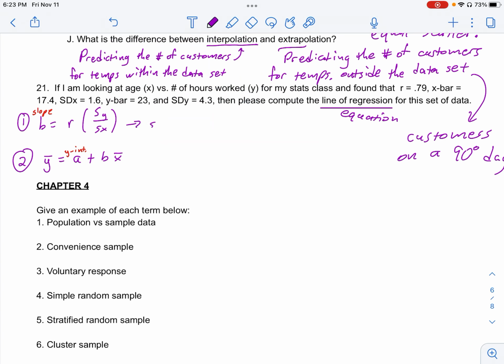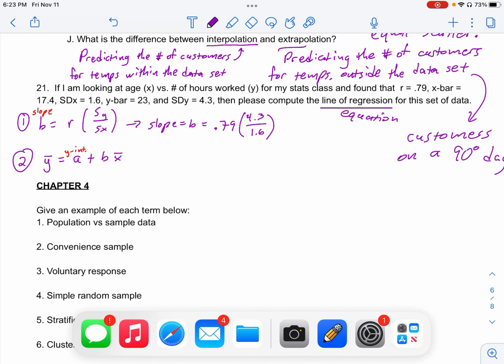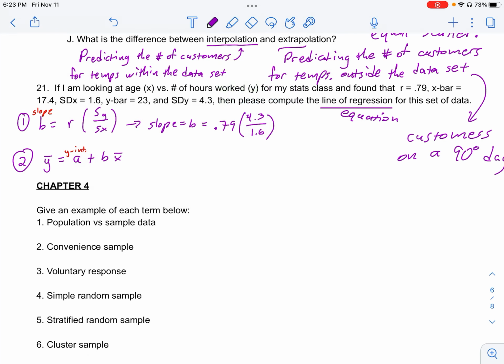So B, the slope, will be R, which they gave us right here, 0.79, times dividing the standard deviations, which they gave you here. That's SDY, standard deviation of Y, so 4.3, and standard deviation of X, 1.6. Calculator time. Well, here I already have that. So you can just multiply that out on your calculator. That's 2.12. That's my slope.